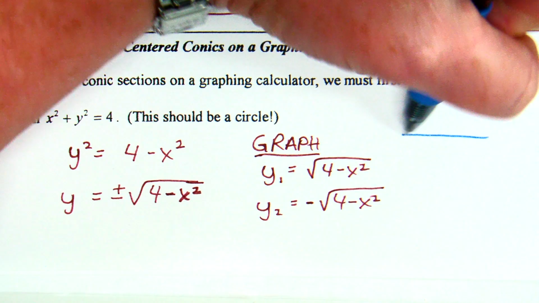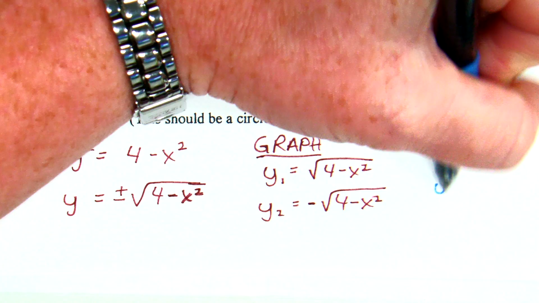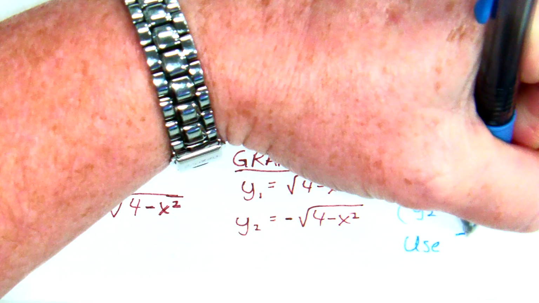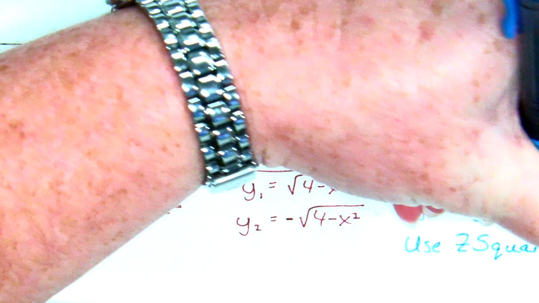Okay. And it's the perfect circle, centered at 0, 0 with what? Radius of 2. So here's my little sketch. One of the things I used was y2 equals negative y1, if you want to make note that we did that. And another thing I did is I used zoom square to make it look more circle-y.